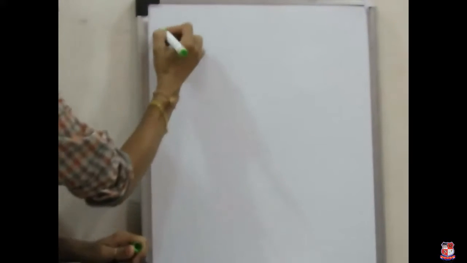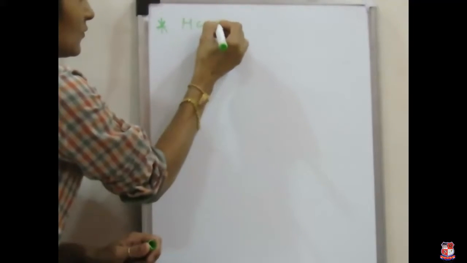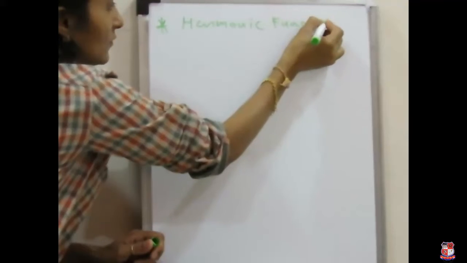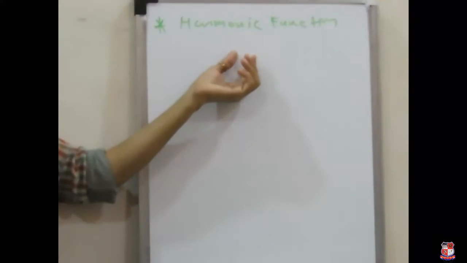Everyone, today we learn harmonic function. In my last video, we learned the Milne-Thomson method, where if we are given the real part u, we find the imaginary part v, and if we are given the imaginary part v, we find the real part u. This Milne-Thomson method is also applicable to harmonic functions.